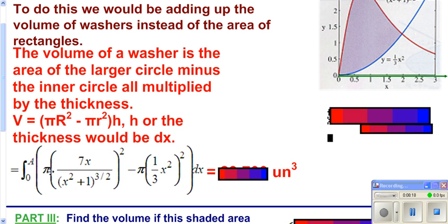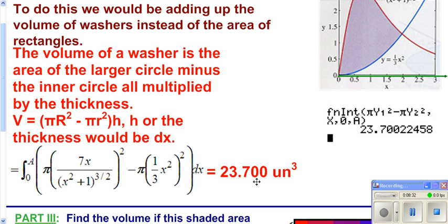So you're going to go pi, the big radius, which is your top function, all squared, because it's your radius squared, minus pi, your small function, all squared. And then just type that into your calculator like we did on the last problem. And you will get this.